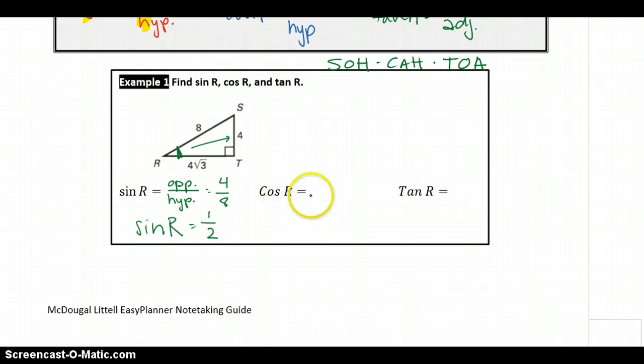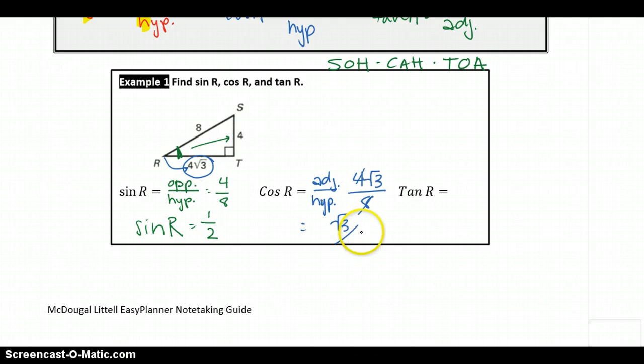The cosine of R is equal to adjacent side length over the hypotenuse. This is where we get C-A-H. The adjacent side to angle R, the one that's next to it, it's sharing part of the angle, is 4 root 3. And the hypotenuse again is 8. We can still reduce the numbers here, 4 over 8, to get just a final cosine of root 3 over 2.